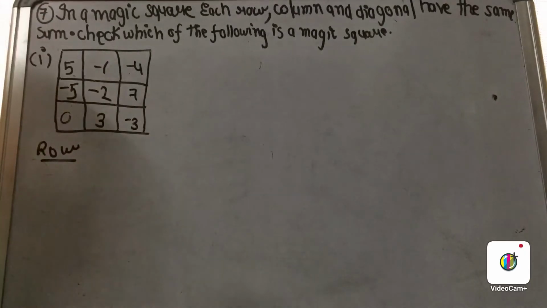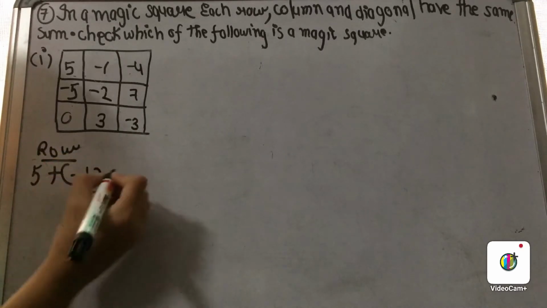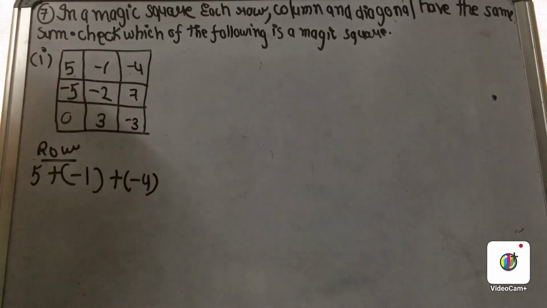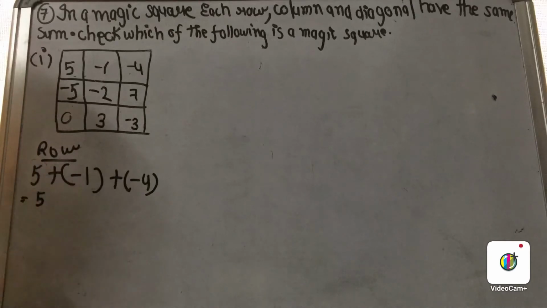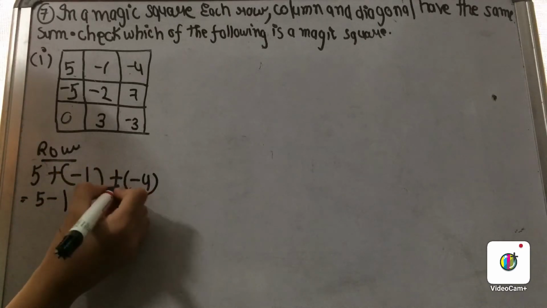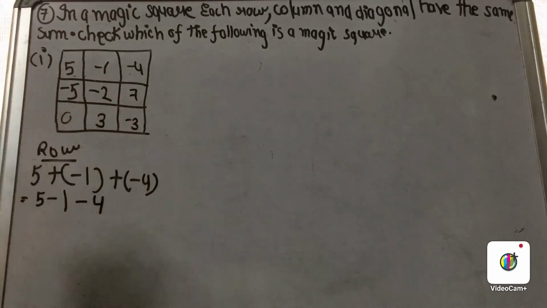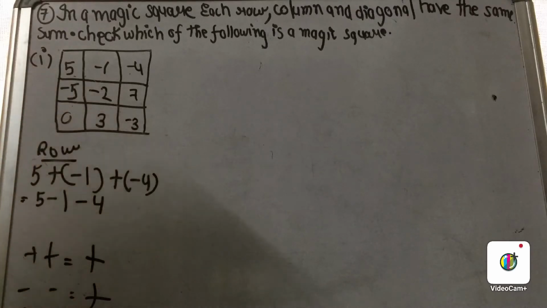5, minus 1, minus 4. Now let us add them: 5 plus minus 1 plus minus 4. Now here these integers are given. Now you have to solve this equation. How will you solve it? You will write it as 5 plus minus minus 1 plus minus minus 4, because plus minus is minus, and plus plus is plus, minus minus is plus.